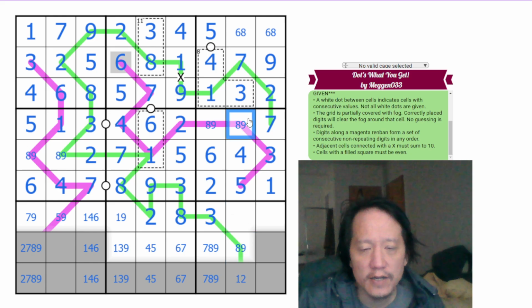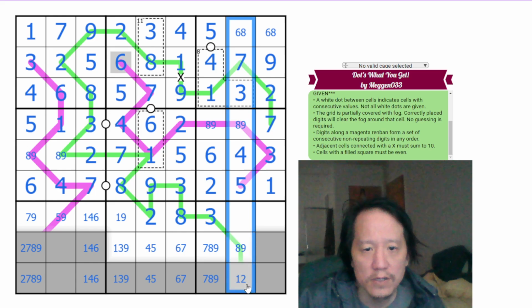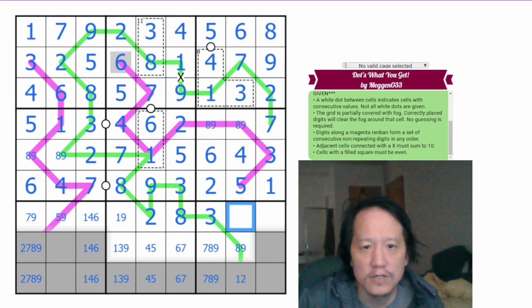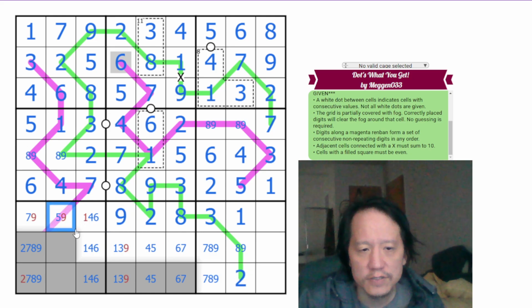Okay, then we have an 8, 9, 8, 9 pair in column 8. So this cannot be 8. So this is a 6. This is an 8. This has to be 1 or 2. But this can't be 2. So this is a 1. This is a 2. This is a 9. This is a 5. This is a 7.